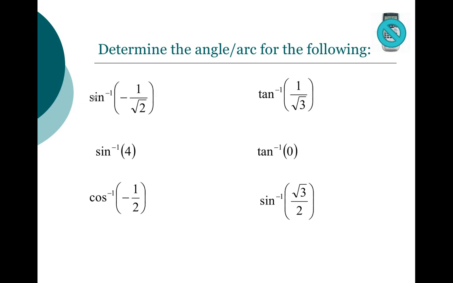Okay, so the sine is defined in quadrant 1 and quadrant 4. Since it's negative, we're looking at quadrant 4. So I know that my answer is going to be negative, right? Because I'm moving down to quadrant 4, I'm not going around the circle. This has a reference angle of pi over 4, so negative pi over 4 or negative 45 degrees.